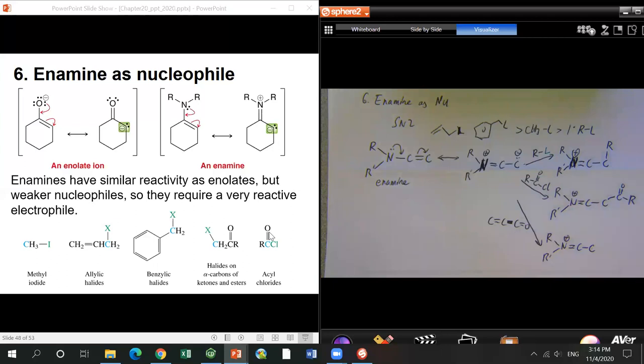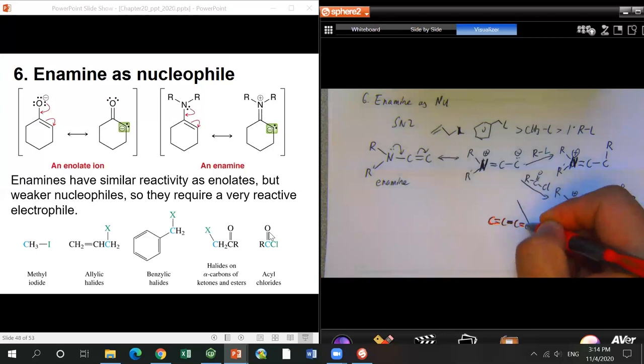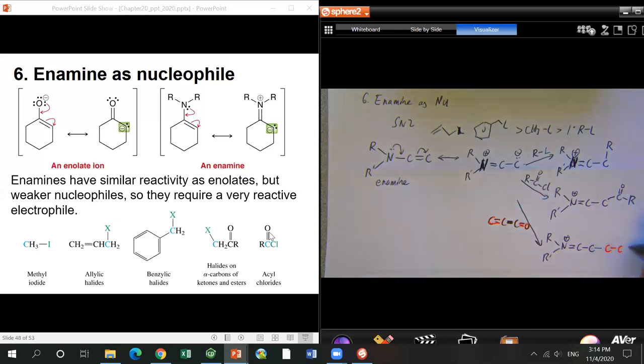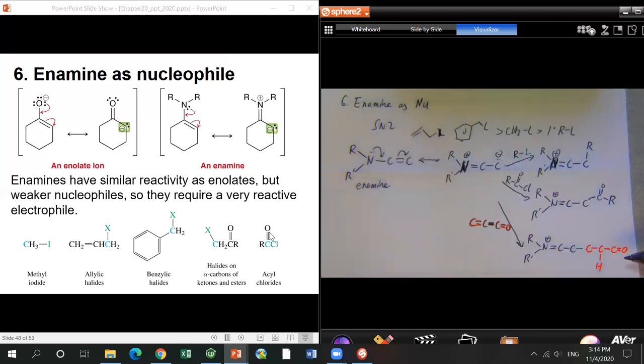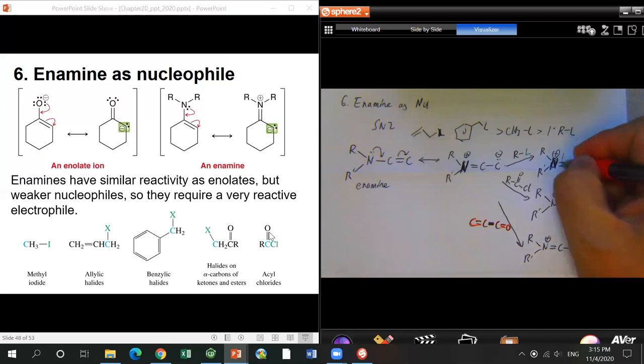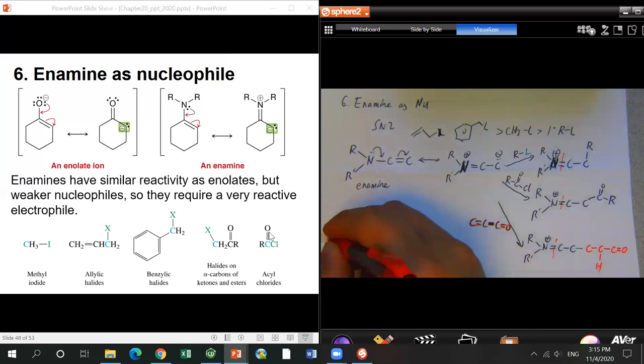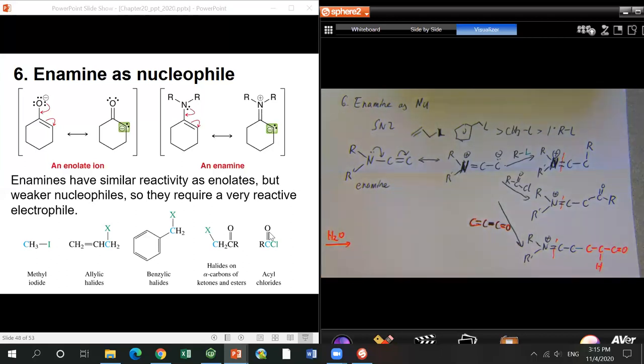So maybe I'll show you guys now the color. We said 1,4 addition, but in reality it's 3,4 addition. This guy adds onto the terminal carbon. So those are the three main reactions that can be done by an enamine. And actually a very tricky thing about enamines is that afterwards they get hydrolyzed, cleaving off the amine part. Normally you don't even need acid, just use water and hydrolyze. Once the amine part is gone, it becomes a ketone.